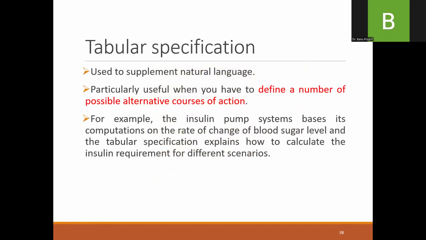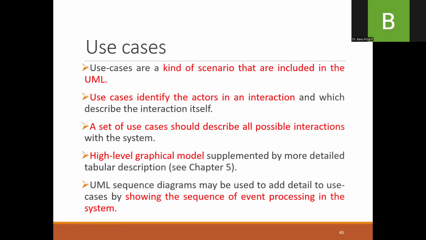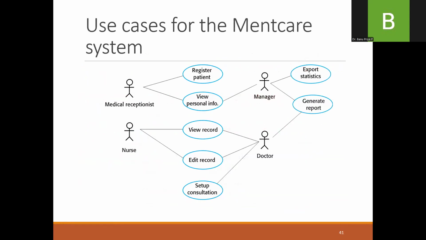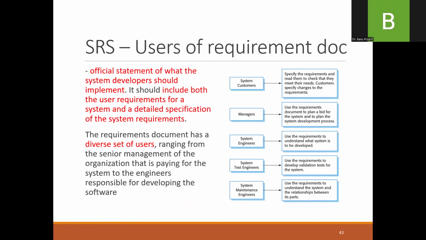It can be in tabular specifications also. This is how the tabular specification looks, the condition and its action. You can even use UML diagrams for that. This is a UML diagram example for the same Mentcare system. Diagrammatically we can showcase it, or even in a programming-language-based form we can showcase it.